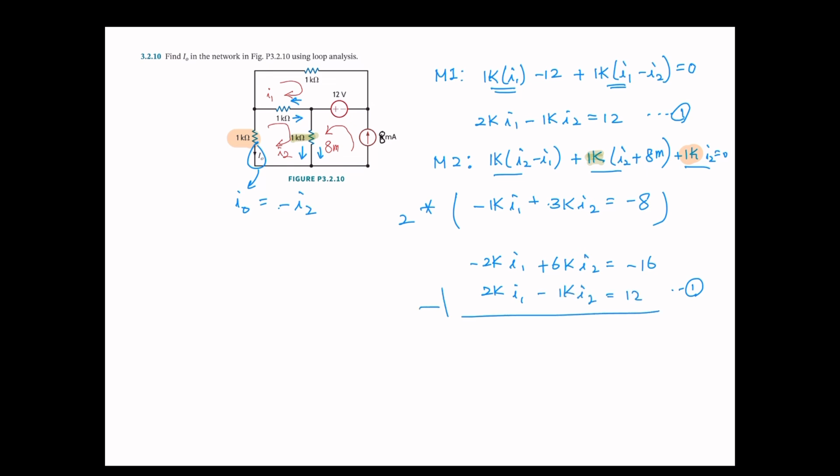And if we add, we have 5K I sub 2 equals negative 4. I sub 2 equals negative 4 over 5 milliamps. Therefore, I sub 0 is 4 over 5 milliamps.